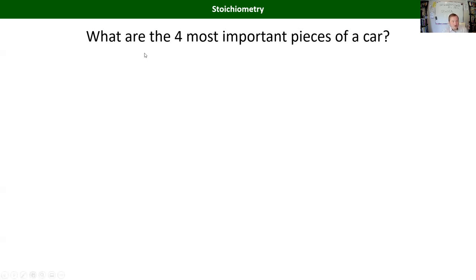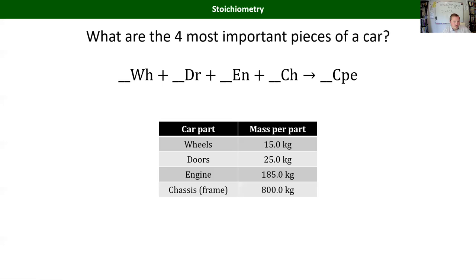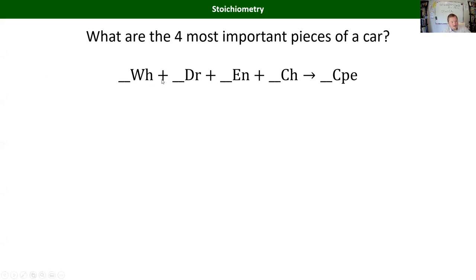So if we think about the four most important pieces of a car, at least in my mind, what I think of are wheels, doors, engine, and chassis or frame. If you put all of that together, you could make a car. But we don't need just one of each of these, right? If we're trying to make a car, we need the right number of each of these. So this is analogous to balancing our chemical reaction. We're building a car and it's not a motorcycle or some sort of weird car with only three wheels. We're going to need four wheels, right?